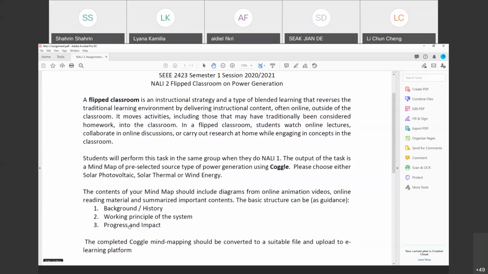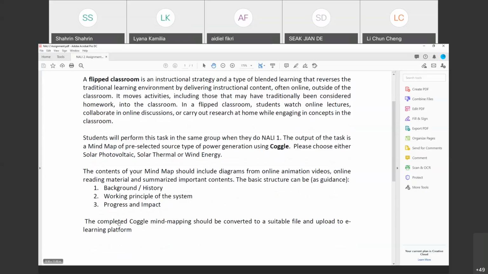Okay, and then the third point is the progress and the impact. What is the progress of the current solar photovoltaic technology right now, and maybe what is the future for solar photovoltaic? Okay.